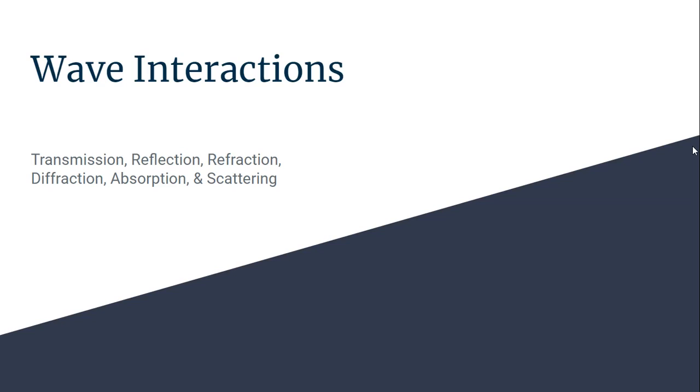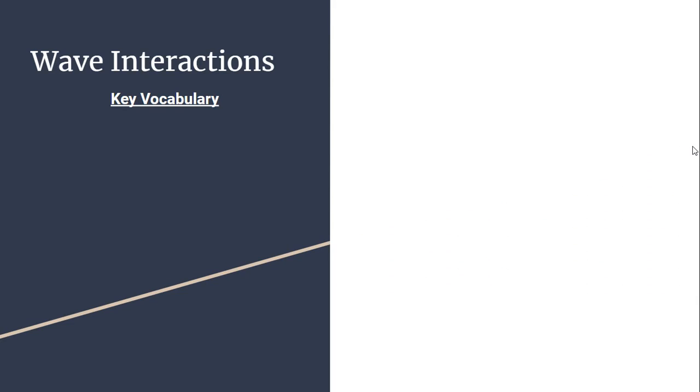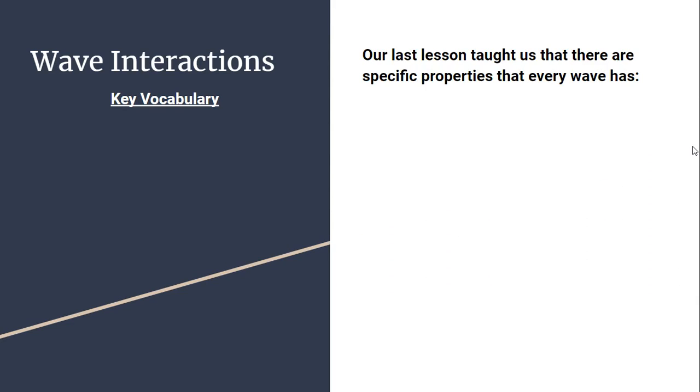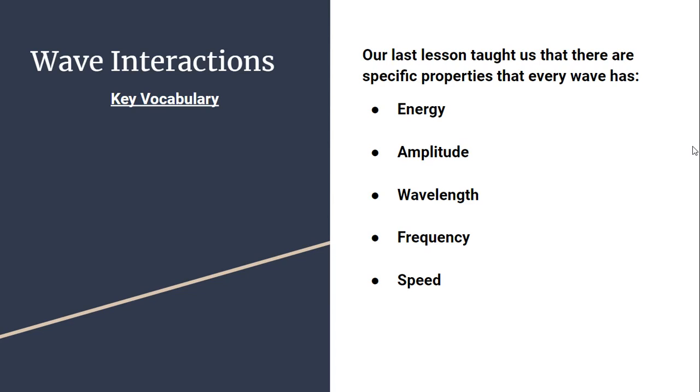If you think back to our last lesson, you recall that there were specific properties that every wave has. These properties allow us to describe the wave as well as compare one wave to another. These properties included things like the amount of energy that the wave had, the amplitude of its wave, the wavelength or distance between the same spot on a wave, the frequency of the wave, and the speed of the wave.